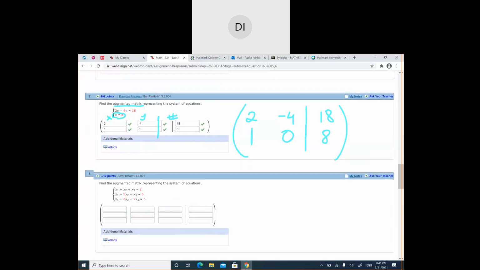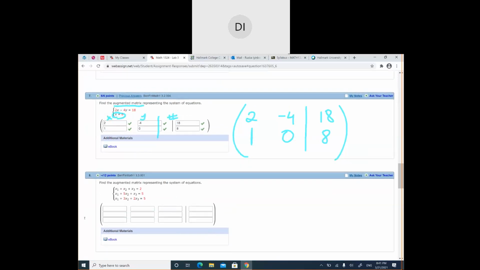Okay? Now, the next system, getting from the system to the augmented matrix is going to be done the same way. We're going to go row by row. So here it's the same way. It's going to be x1, x2, and x3. So in front of x1 is 1. In front of x2 is also 1. And in front of x3 is also 1. See, from the first equation, you have 1 in front of x1, 1 in front of x2, 1 in front of x3. And the number there is 2.